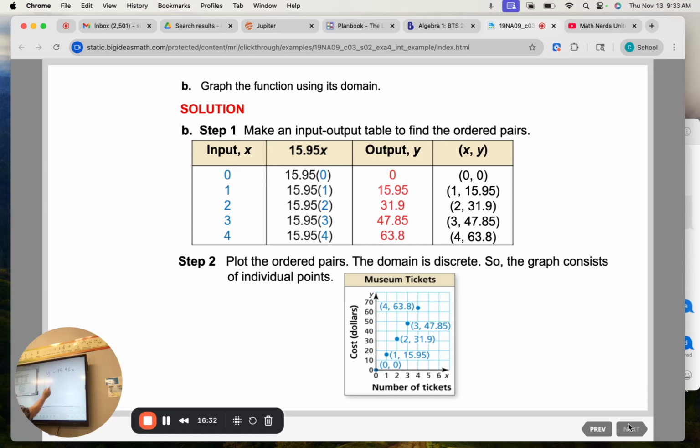So my x value is 15.95, so I'm going to say 5, 10, 15, 20. Well, this is 1, 2, 3, 4, sorry. 1, 2, 3, because that's how many tickets you can buy. And then the top would be 5, 10, 15, 20. So 1 ticket cost me how much? 15.95. Yeah, I probably should have made that bigger, huh?